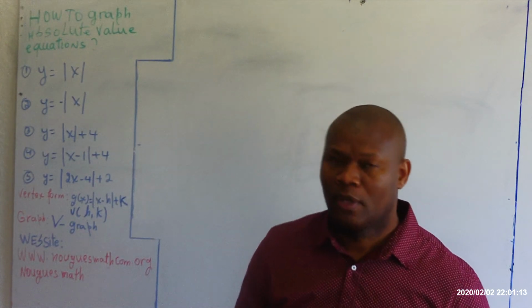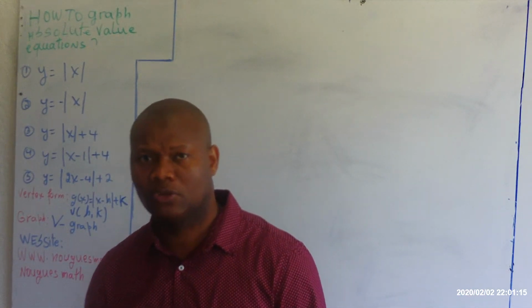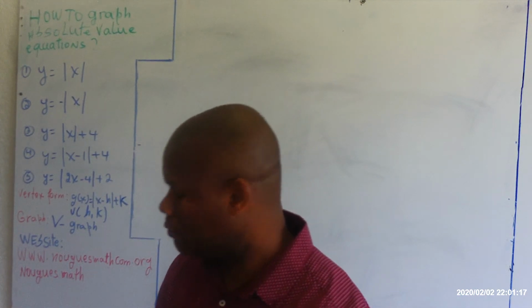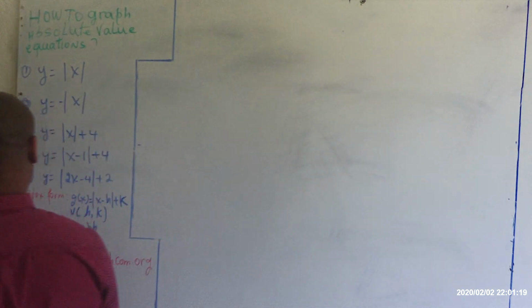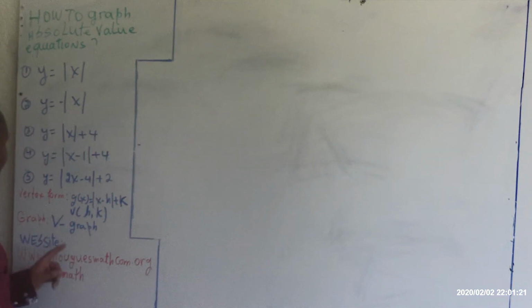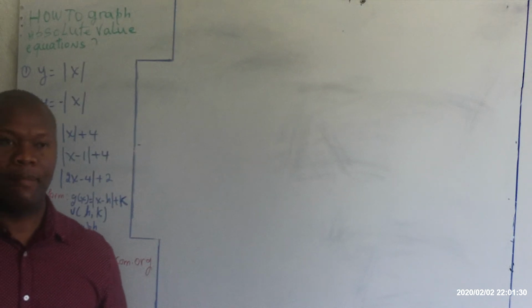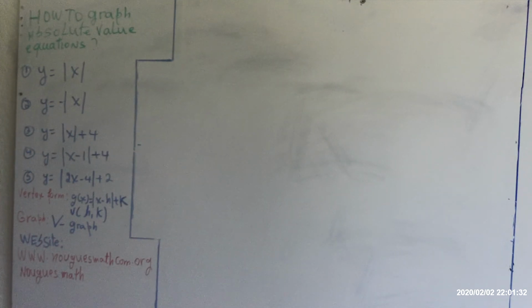Good afternoon. In this video, I'm going to teach you how to graph an absolute value equation. When you graph an absolute value equation, you will have a V graph. Remember, when you graph a linear equation, you will have a straight line. But when you graph an absolute value equation, the graph you can have is a V graph. So this is how we graph an absolute value equation.